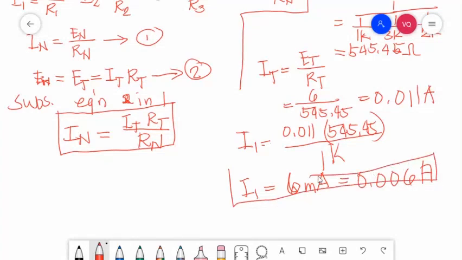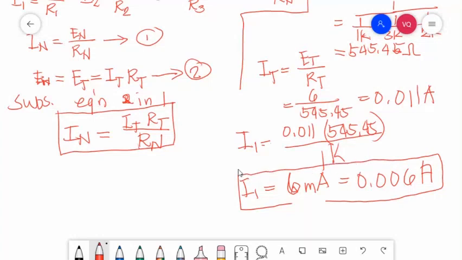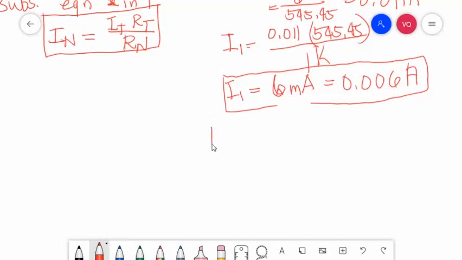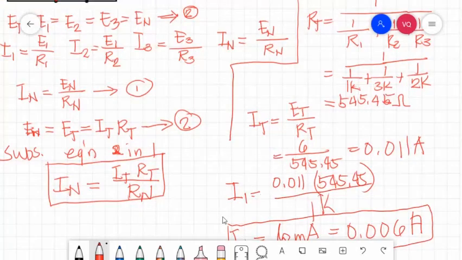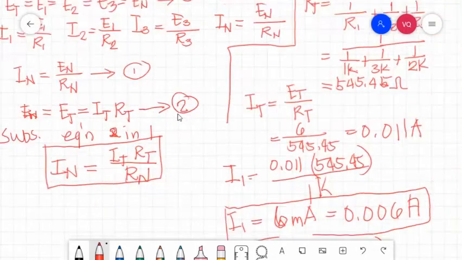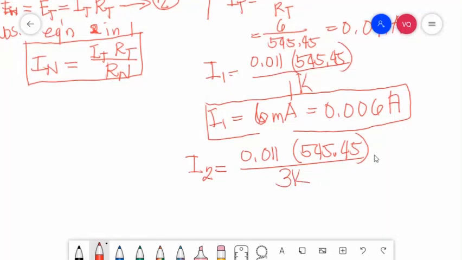Ang hirap magsulat. Next, your I2. Same, I2 is equal to total current times total resistance divided by R2. So, the only changing value is the denominator. For I2, we have 3 kilo ohm. I2 is 2 milliampere, or 0.002 ampere.